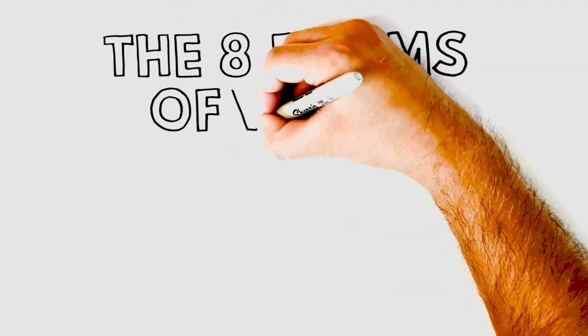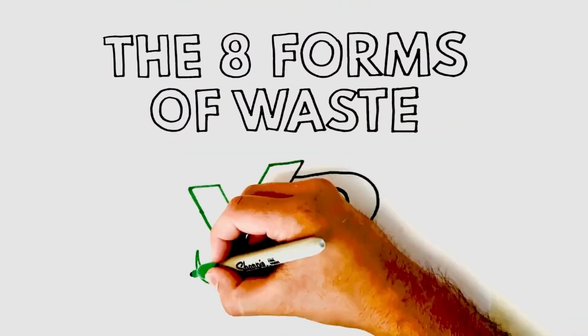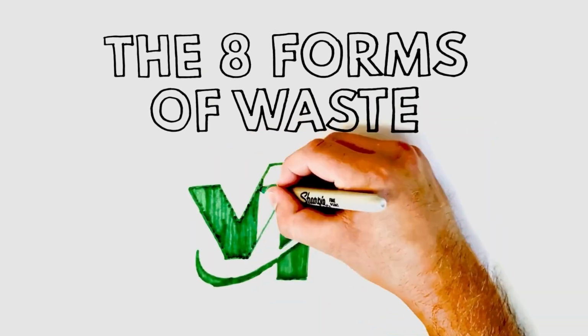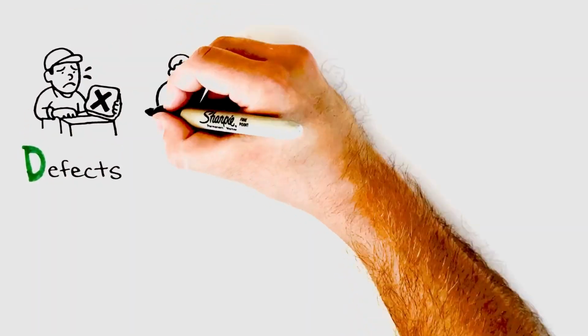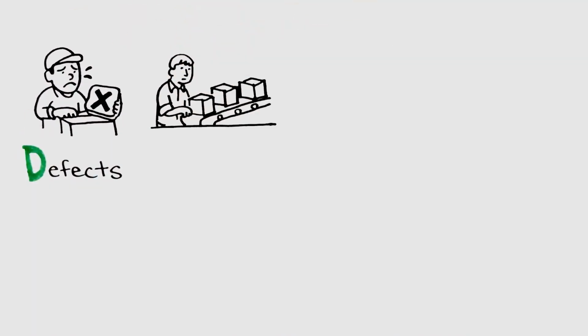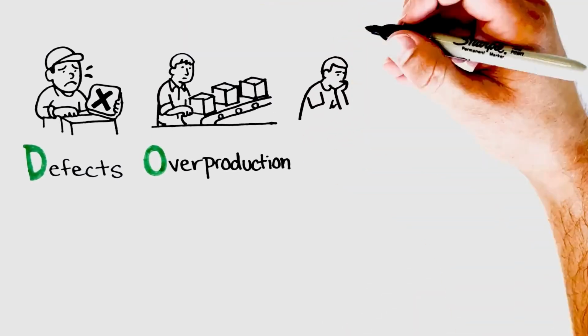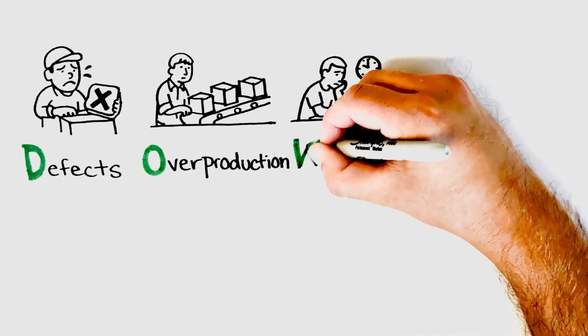At Viking Plastics, we're always looking for ways to improve, and it starts with understanding the 8 forms of waste. D is for defects, anything that doesn't meet the customer's expectations. O is for overproduction, making more than what's needed. W is for waiting, a stop in the process that leads to the customer waiting.